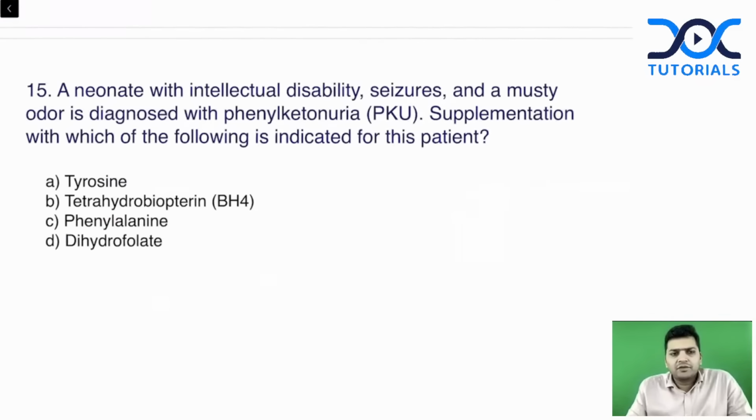The next question: a neonate is having intellectual disability, seizures, and musty odor, which is due to phenylketonuria. Which supplement of the following is indicated in the patient? What do you want to give him in the diet that is going to help this child? The diagnosis they have already given. You want to give tyrosine, phenylalanine, dihydrofolate, or tetrahydrobiopterin. What is going to help him?